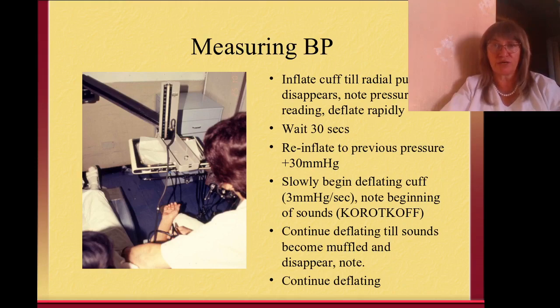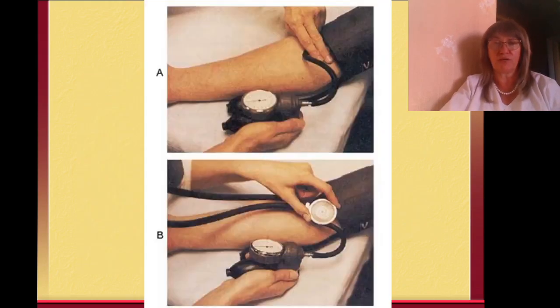Inflate the cuff until the radial pulse disappears. Note the pressure reading. Deflate rapidly. Wait 30 seconds. Re-inflate to the previous pressure plus 30 mm of mercury. Slowly begin deflating the cuff. Note the beginning of sound. Continue deflating until sounds become muffled and disappear. Note the pressure and continue deflating.